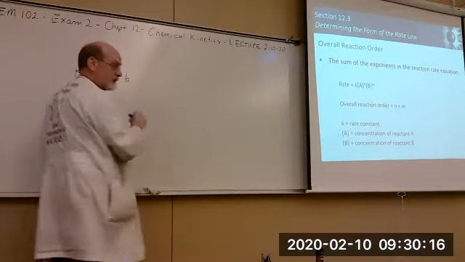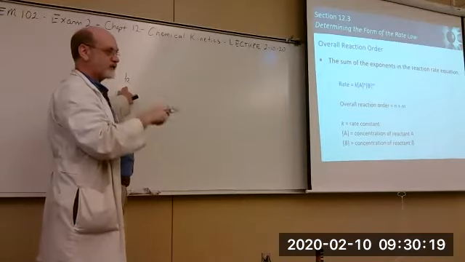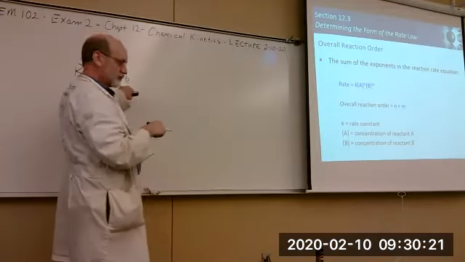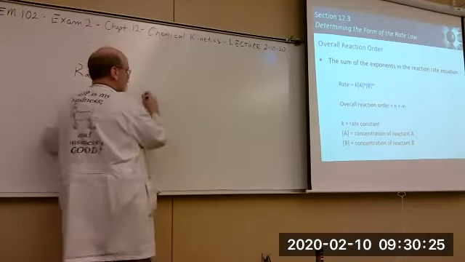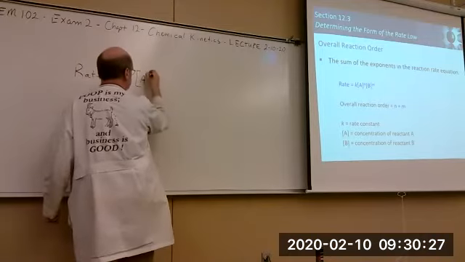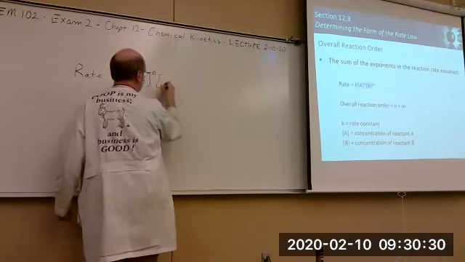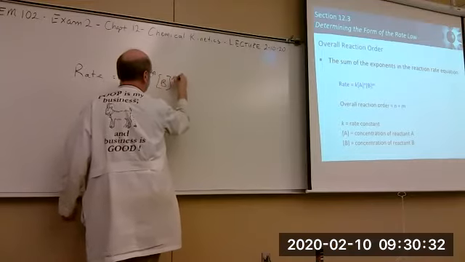You have a constant, and that constant is for the reaction itself. This is the true constant. This is not the pseudo constant I was talking about earlier. This is the true constant. And then we have this reactant to its power times this reactant to its power.